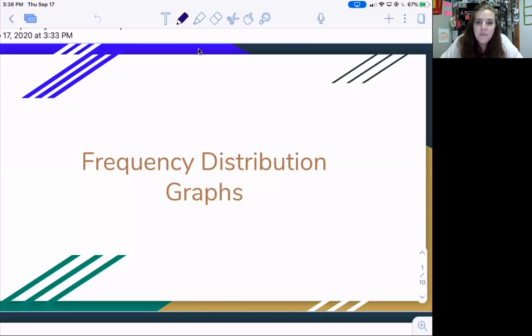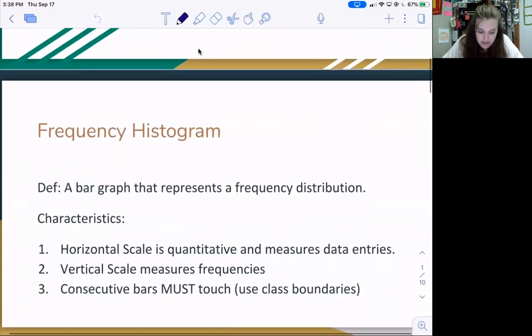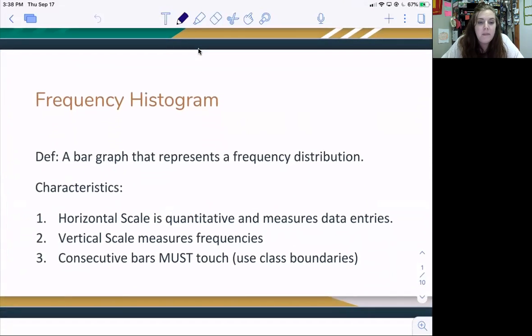Okay, so looking at frequency distribution graphs, we're just going to talk about the different types and the key aspects of them. The first one we're going to look at is a frequency histogram. This is a bar graph that represents a frequency distribution. Our three important characteristics: the horizontal scale, or the x-axis, is quantitative and measures data entries. Number two, the vertical scale, or the y-axis, measures frequencies. And the key thing is that consecutive bars must touch.